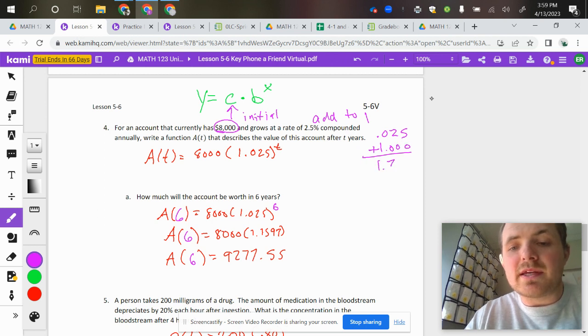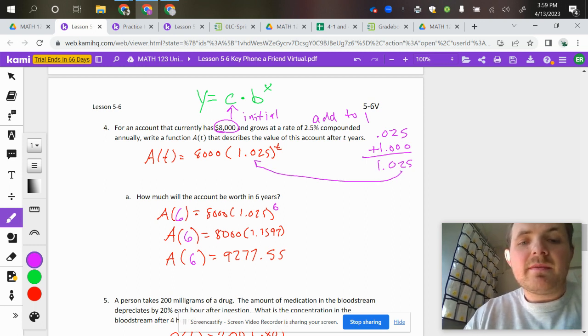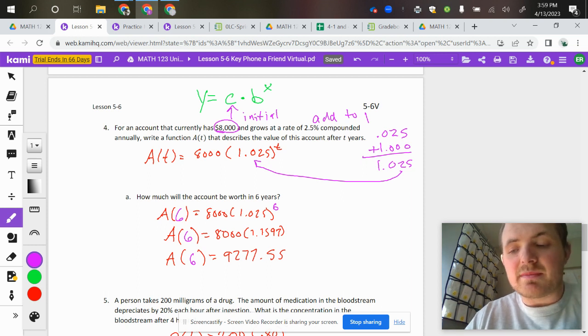to get 1.025 as the base of my exponent. So that's all going to be raised to the number of years that it's going to be. Now, when it says in part A, how much will it be worth in 6 years, you will just replace the 6 for that t value right there.